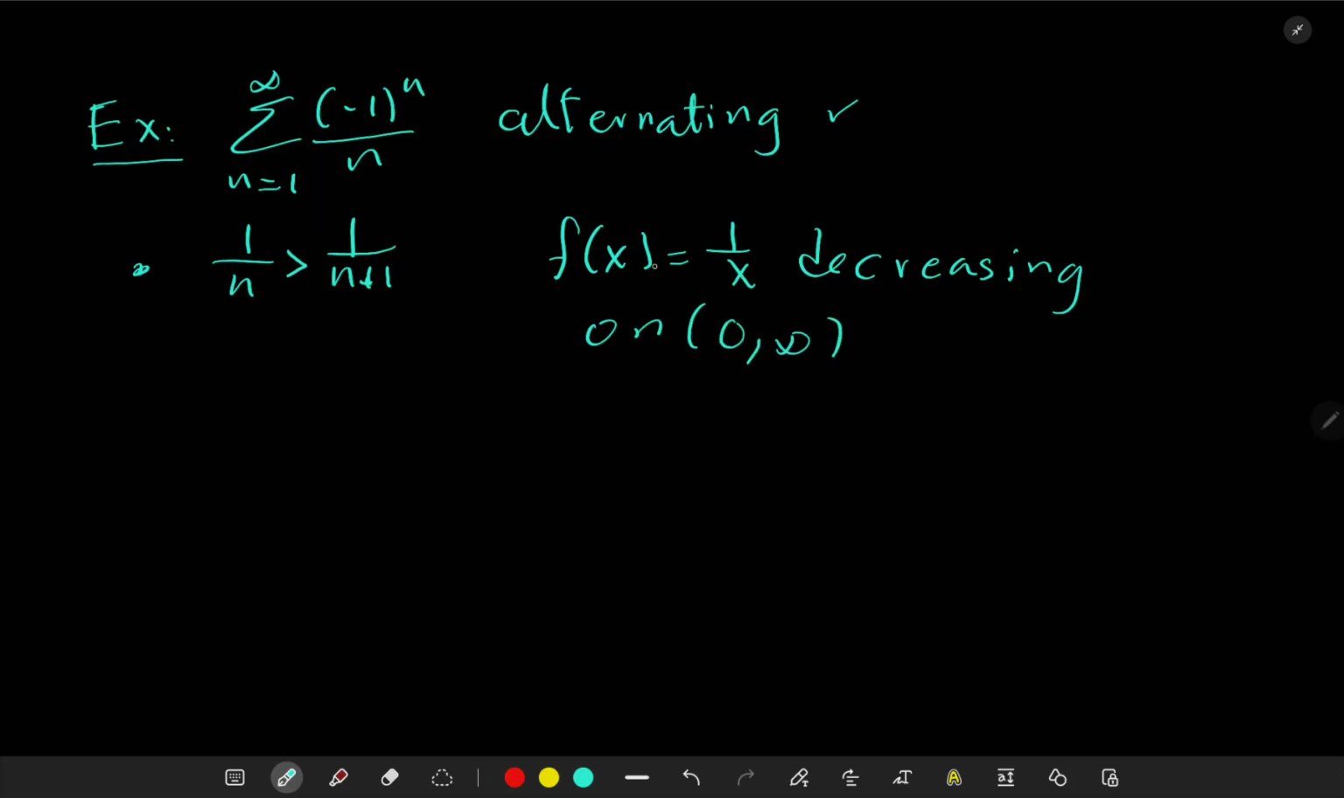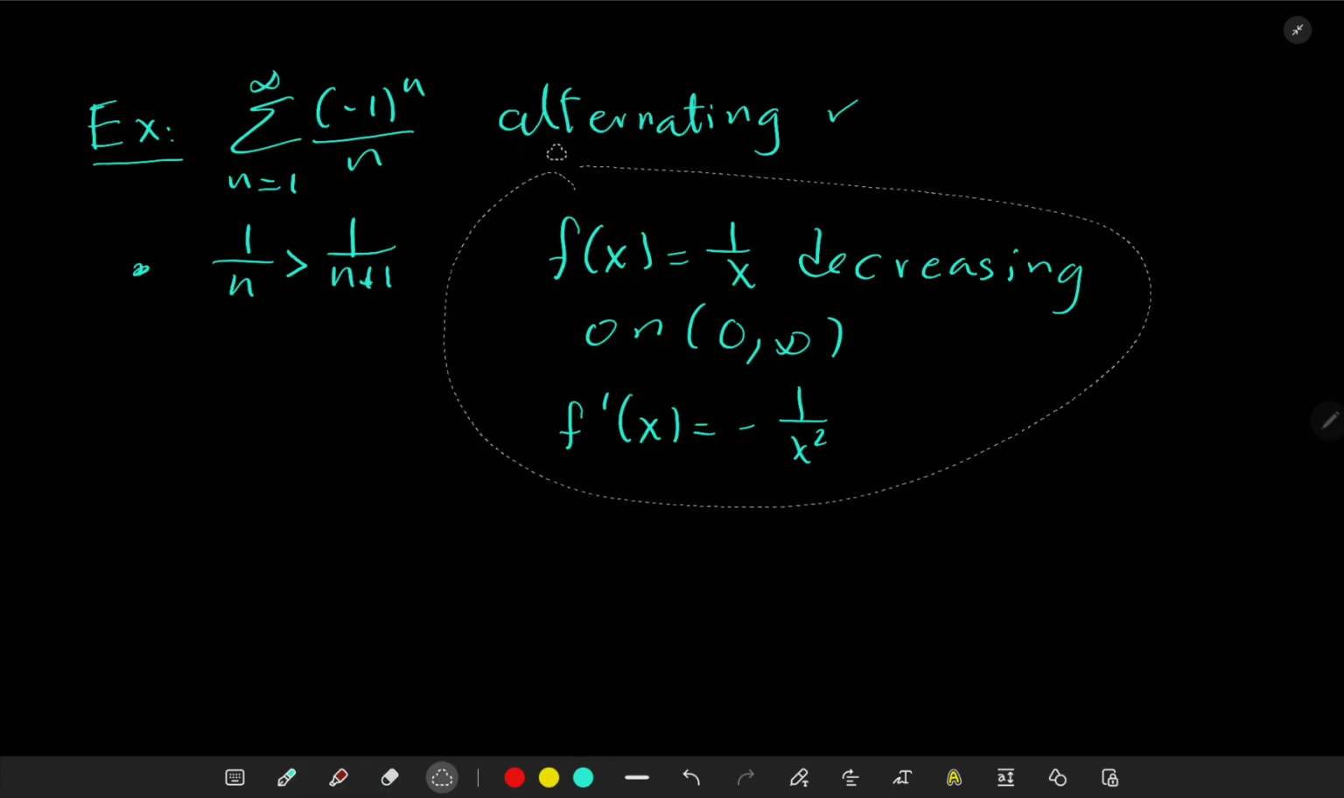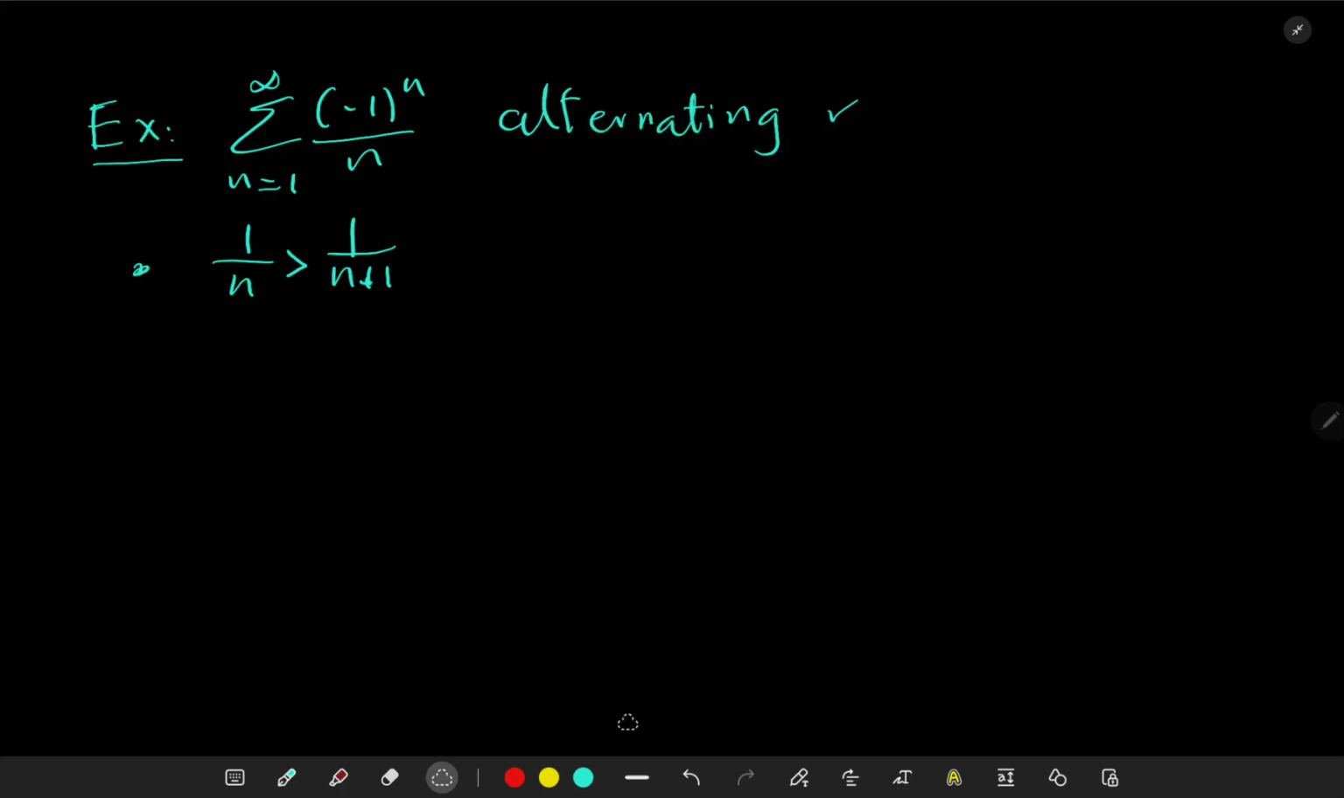That you do by taking a derivative. You get the derivative is negative 1 over x squared, which is always going to be non-positive. So it's going to be negative whenever you're away from 0. So you're going to have that this function is decreasing. So that gives you what you need. Delete this because we're just going to say it is decreasing. So good, we check that.